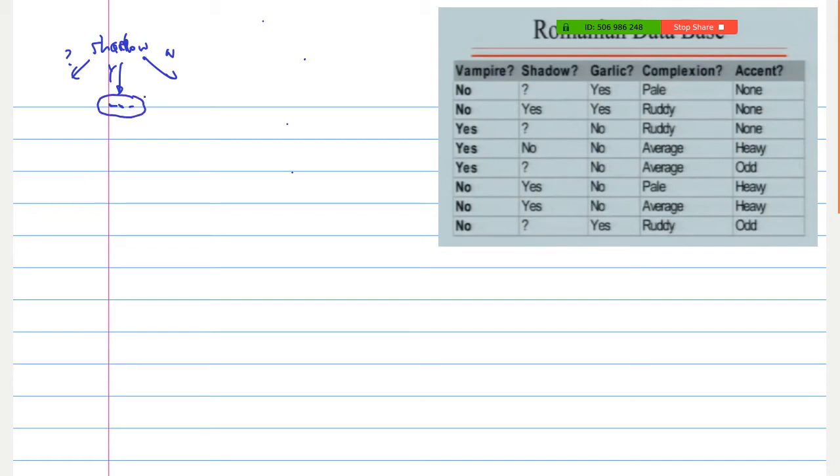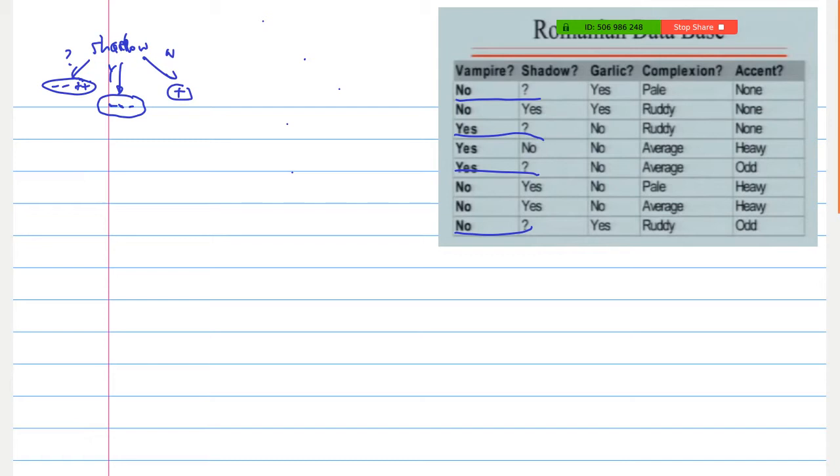And for one guy with no shadow, it's identified as a vampire. Then I have one positive result here. Then for the question mark, this one is a negative result, this is a positive, negative. So I have basically two negative results and two positive results. This is based on shadow alone.